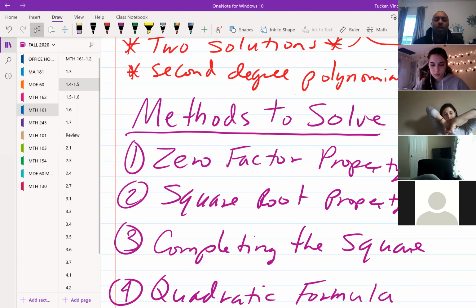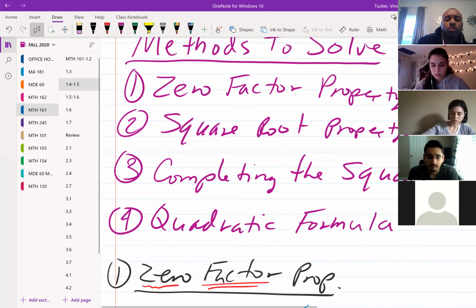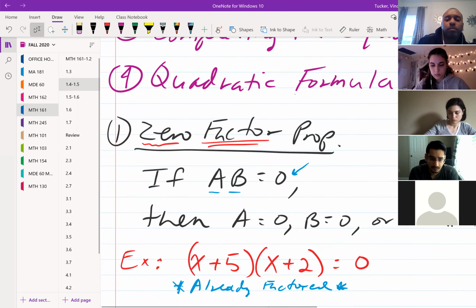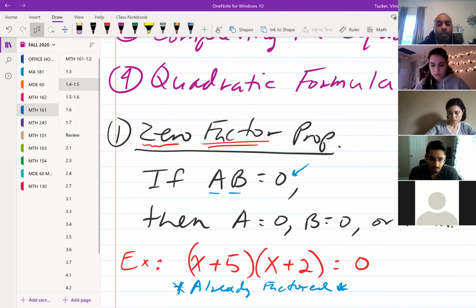Not a problem. So the third one is completing the square, and the fourth one is the quadratic formula. All right. So let's look at the first method. The zero factor property. Underline zero and factor because those two words are very key.